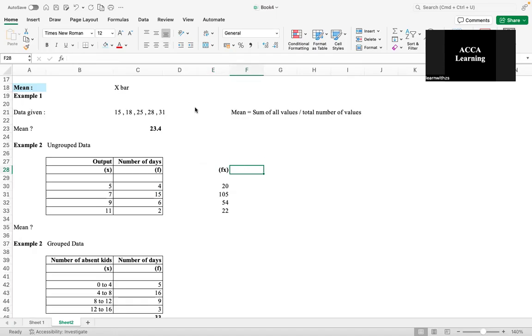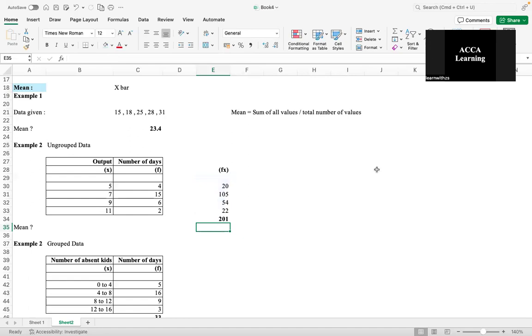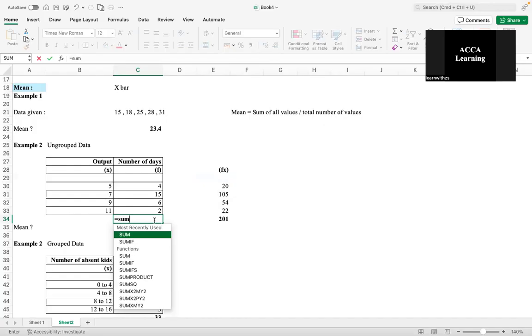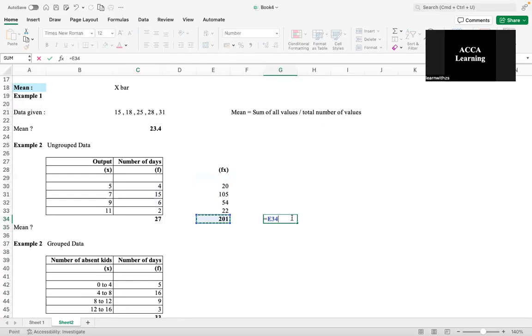Now, the formula for this frequency type of data is also similar. The sum of values means your sum of Fx. So you take the sum of Fx, which gives you 201, upon your total number of values. The total number of values is your number of days. Basically, it's the summation of Fx upon the summation of F, which gives you 27. So your mean comes out to be 201 divided by 27 as per your formula, which gives you 7.44.